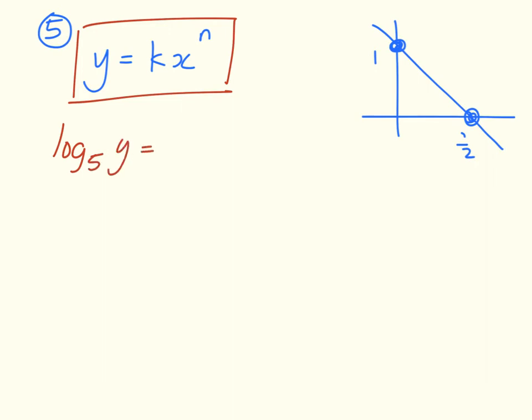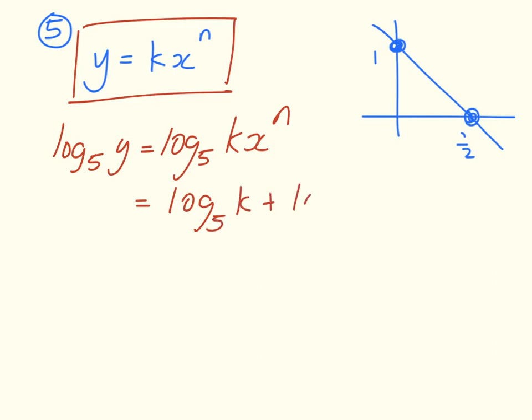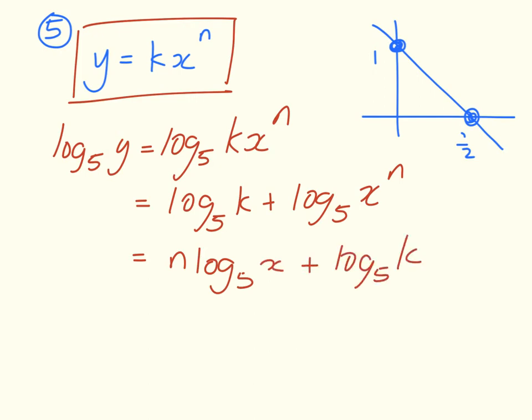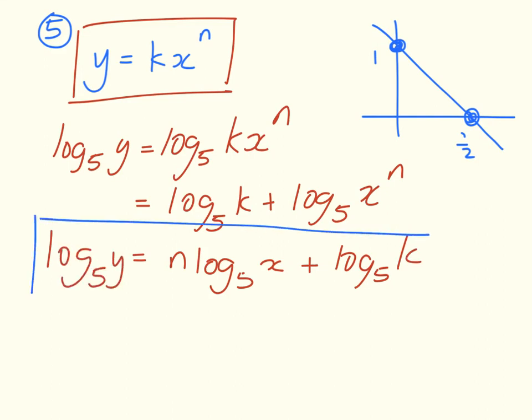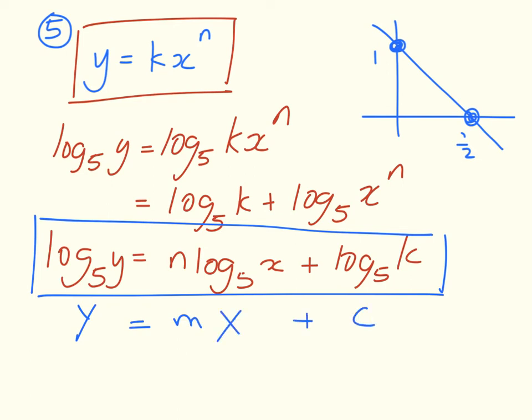So log to the base 5 of y is log to the base 5 of kx to the power n, which becomes log to the base 5 of k plus log to the base 5 of x to the power n, which then becomes n log to the base 5 of x plus log to the base 5 of k. So you now have this as your straight line formula. y equals mx plus c.